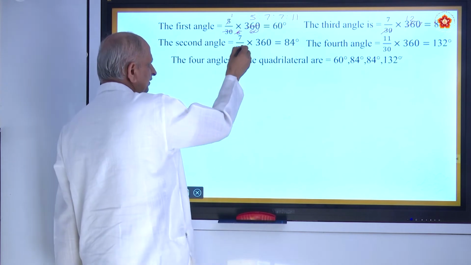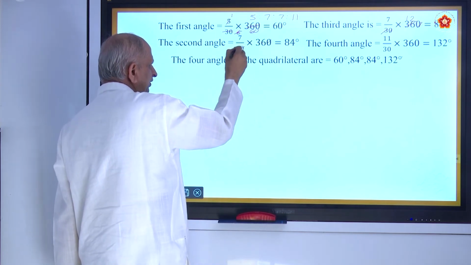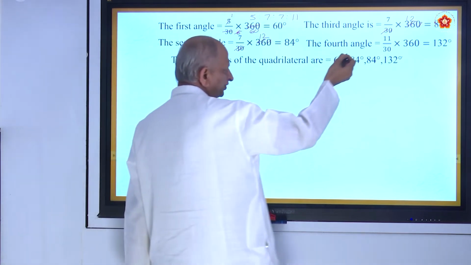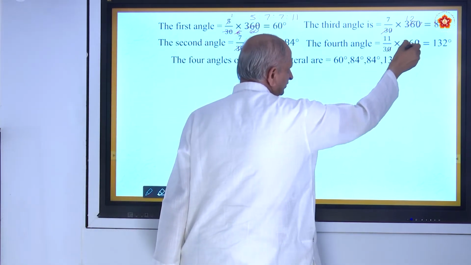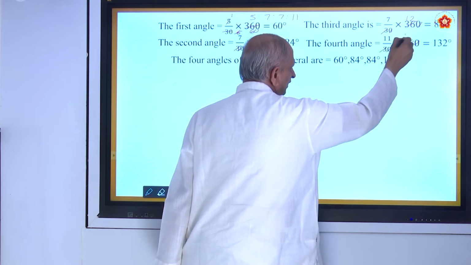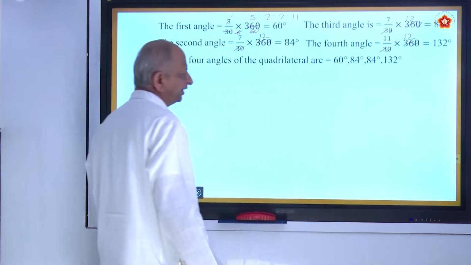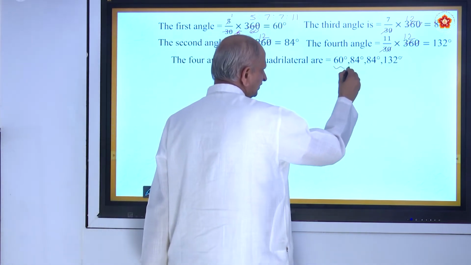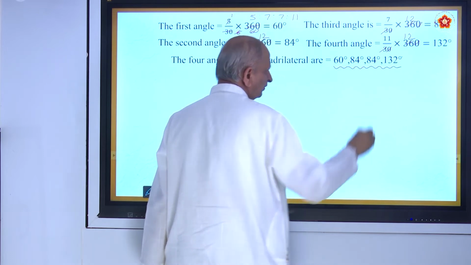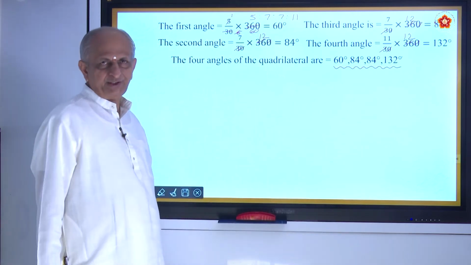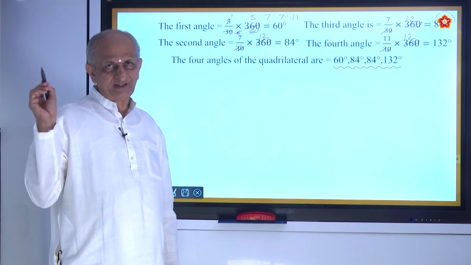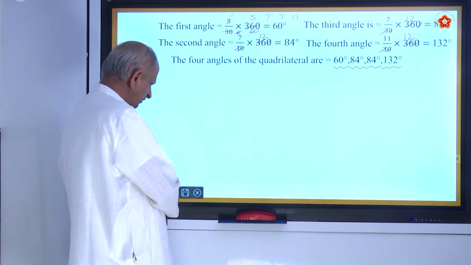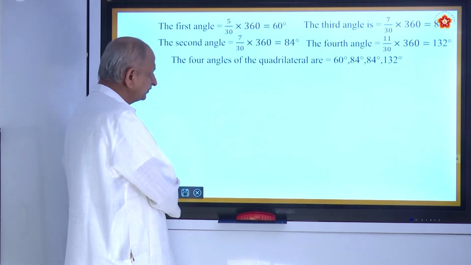Third angle. Again 0 0 cancels. 3 ones are 3, 12s are 12, 7s are 84. Fourth angle. 0 0 cancels. 3 ones are 3, 12s are 12, 11s are 132 degrees. So the four angles are 60, 84, 84, 132. If you add all the angles, how much do you get? 360 degrees, right? So nice. I think all of you can do such sums.